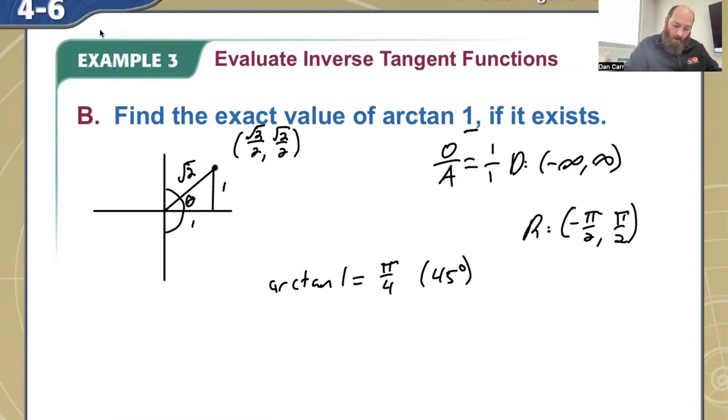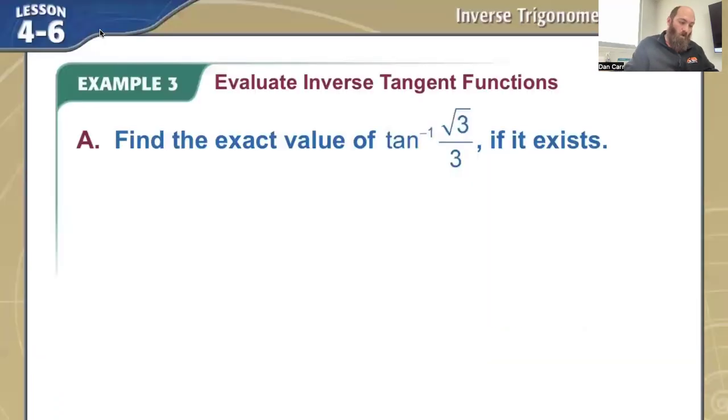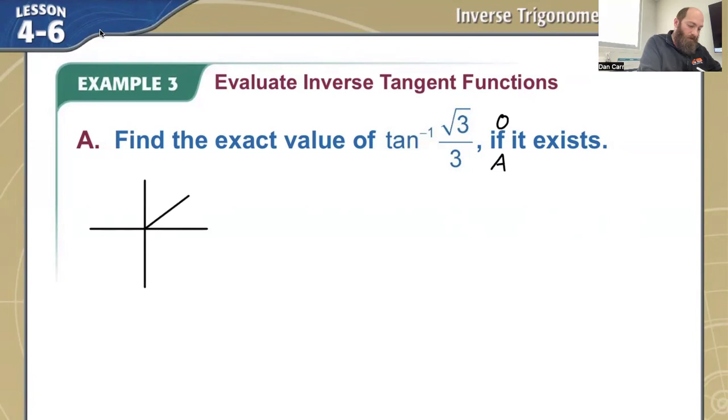Okay. And then I have one more to cover in this one. So one more inverse tangent: root 3 over 3, if this exists. Again, root 3 over 3 is in between negative infinity and infinity, so that exists. So we're going to map this out. This is going to be opposite and adjacent. Since it's positive, it's going to go in the first quadrant. So the opposite side is root 3. Just draw my triangle here. Opposite is root 3, and then this side is 3.